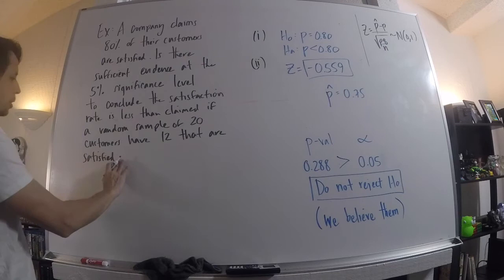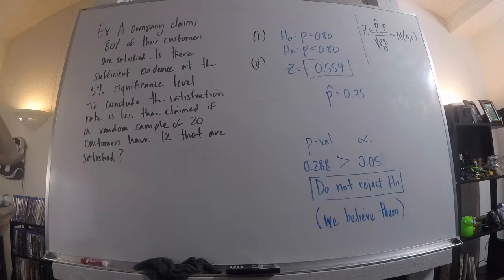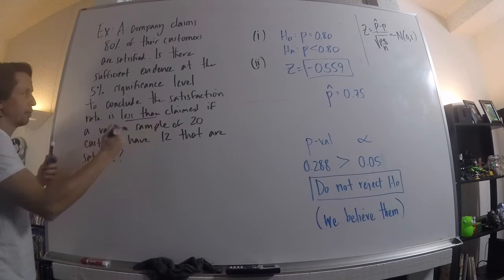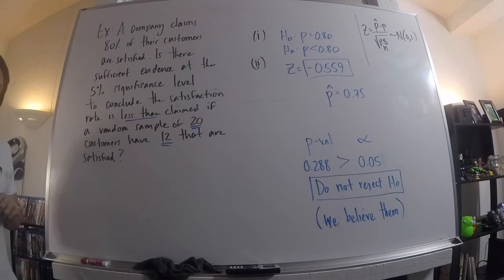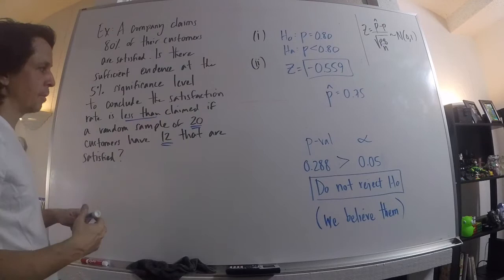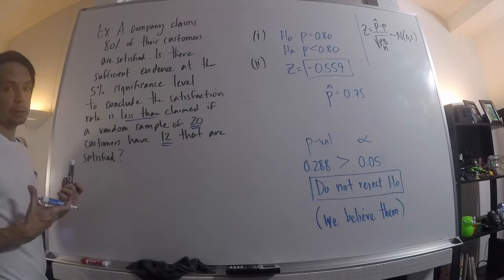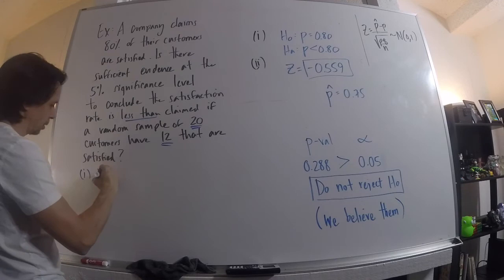It's the same thing as last time. Their claim is 80%. We're testing if it's less than. We're doing it at the 5% significance level. The only difference is now when 12 of the 20, we have a different sample, and they are much less happy. They're less happy than the 15 out of 20 that were satisfied in the last sample. So we're redoing it with different data, a new data set. Okay. And they didn't walk us through it, but we still have to do step one.